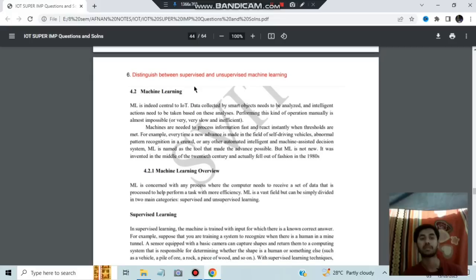Okay, next we have: differentiate between supervised and unsupervised machine learning. What is supervised? You'll have already defined classes, and based on that the data will be classified as either class A, class B, or class C. But unsupervised means you'll have just the data and no classes are defined. Based on the similarities, classes will be formed. These things are similar, these things have similar features. That is called unsupervised machine learning.